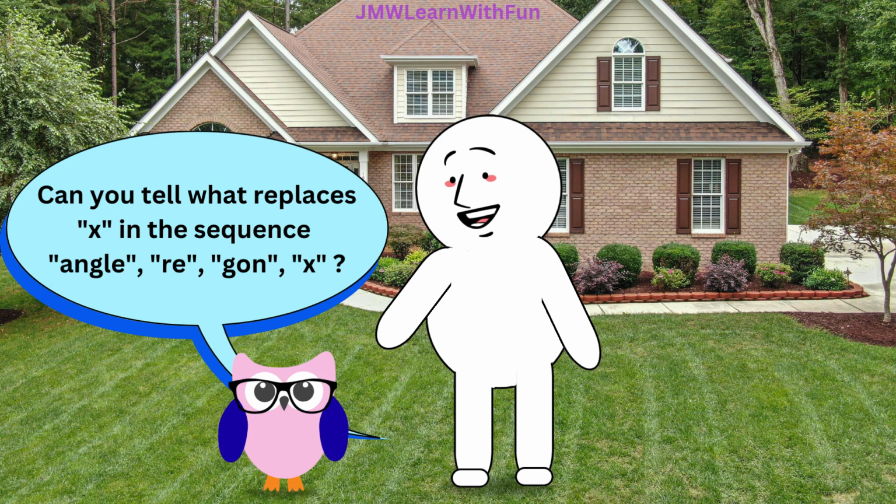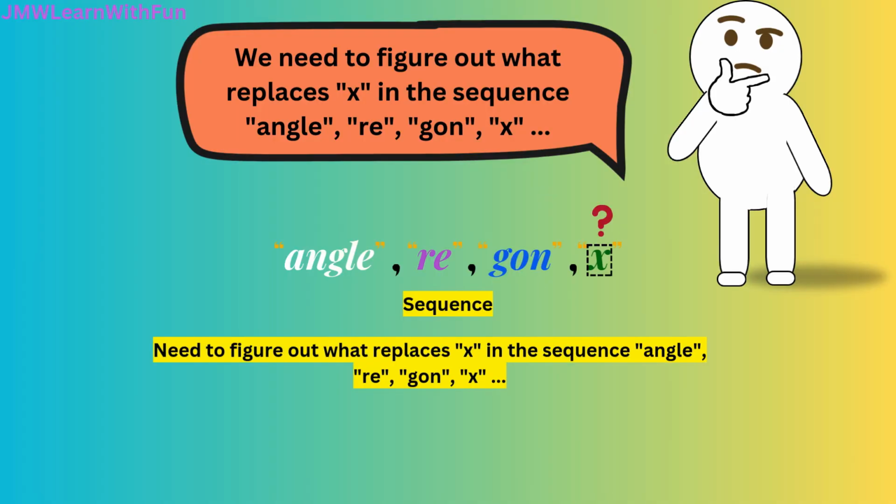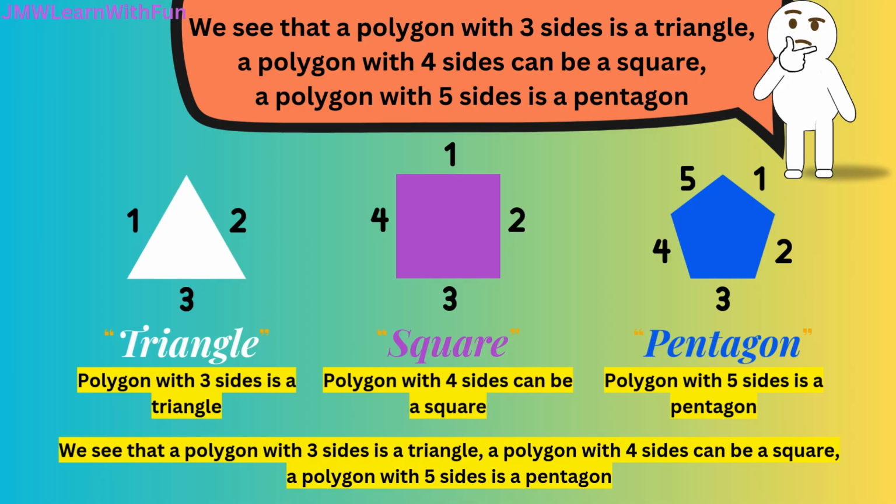Angle, re, gon, x. Let me think about how to solve this. We need to figure out what replaces x in the sequence angle, re, gon, x. We see that a polygon with 3 sides is a triangle. A polygon with 4 sides can be a square. A polygon with 5 sides is a pentagon.